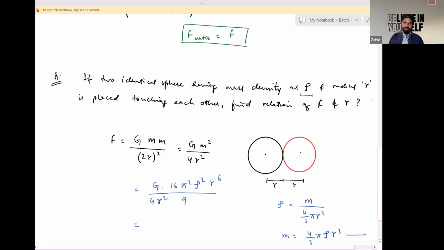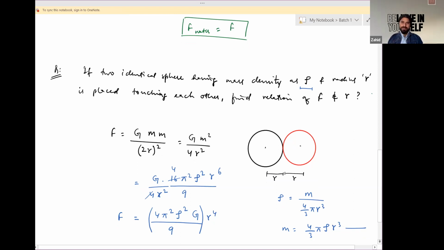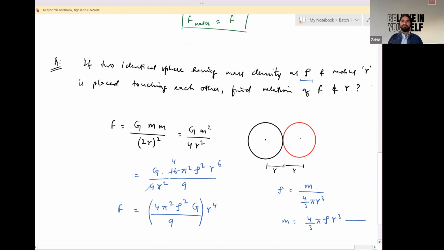Now on simplifying, this 4 and 16 will cancel out into 4 times. We have r square in the denominator and r to the power 6 in the numerator. So on simplifying, you will get 4 pi square rho square G, whole divided by 9, times r to the power 4. This whole term is constant. Force is equal to this much. Now, how is force related with r? Hiba?